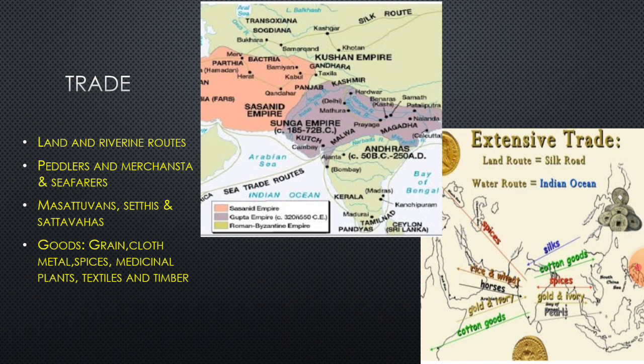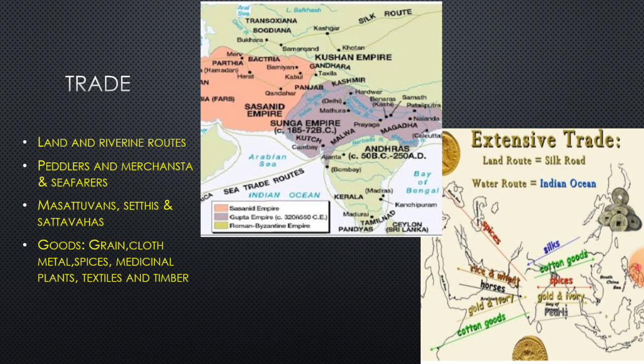Rulers desired to control these routes so that they could charge a tax for the safe passage. These routes were often traversed by peddlers on foot or by merchants in caravans using different kinds of animal carts. The travel was risky. Traders traveled by sea routes as well, though it was risky due to attacks by pirates or by the wrath of the sea, but also very profitable.